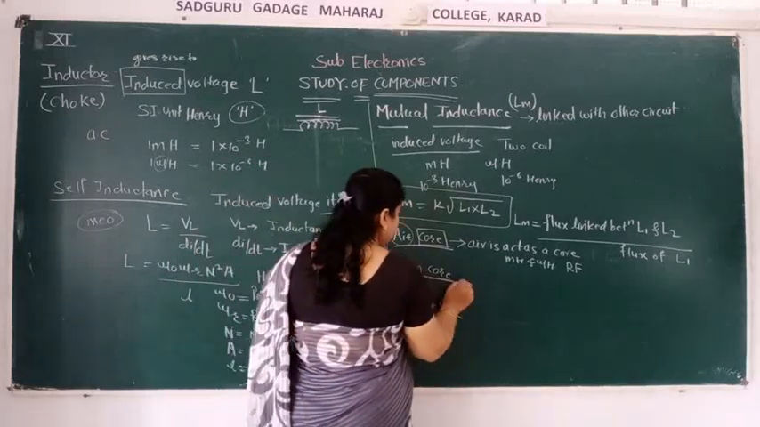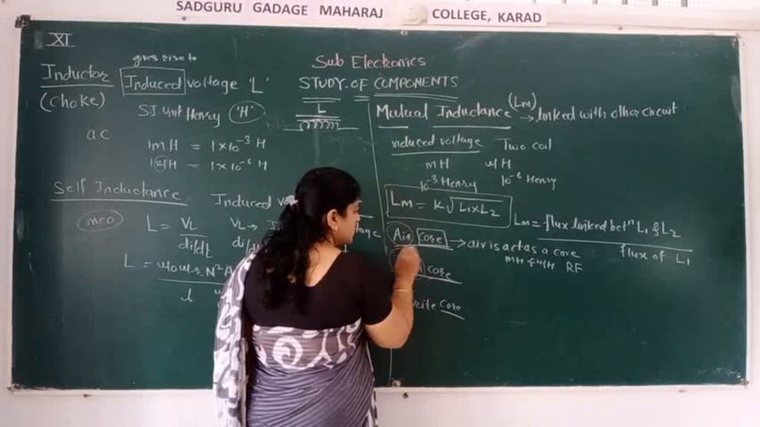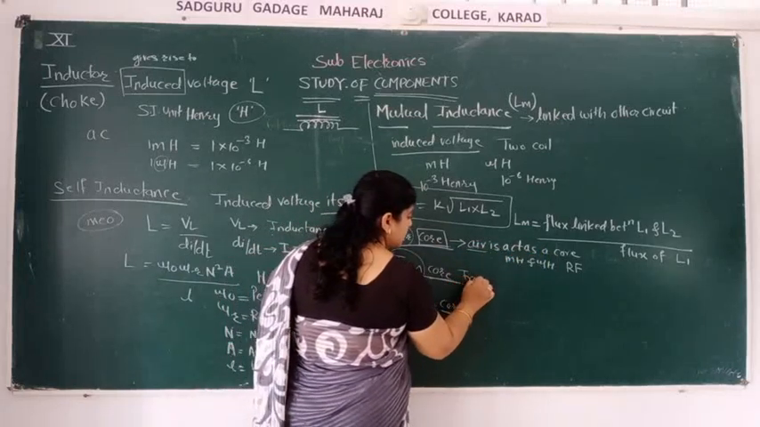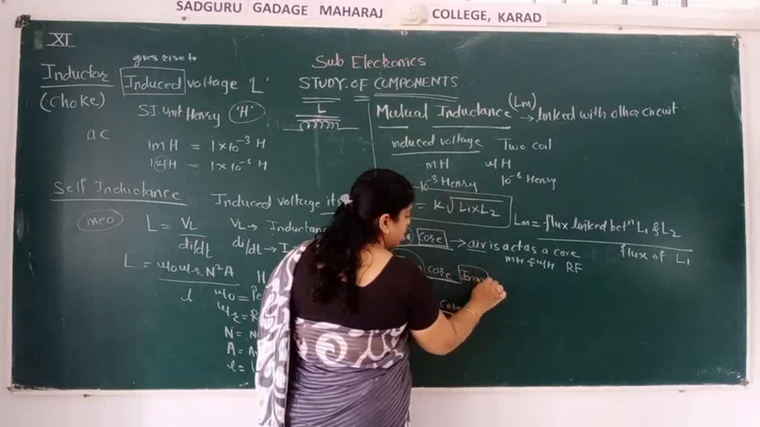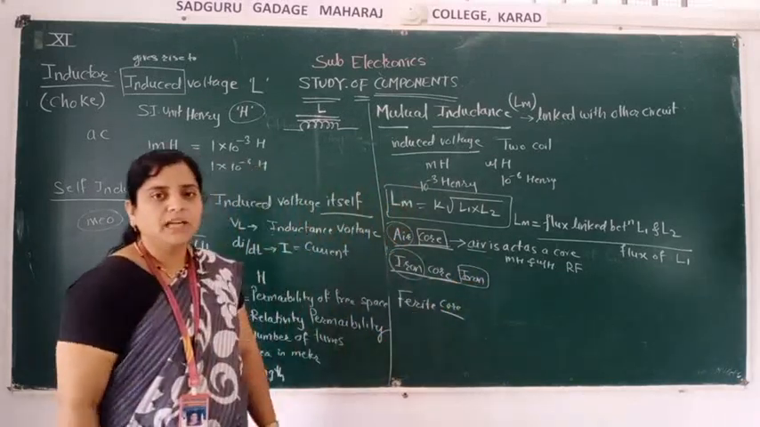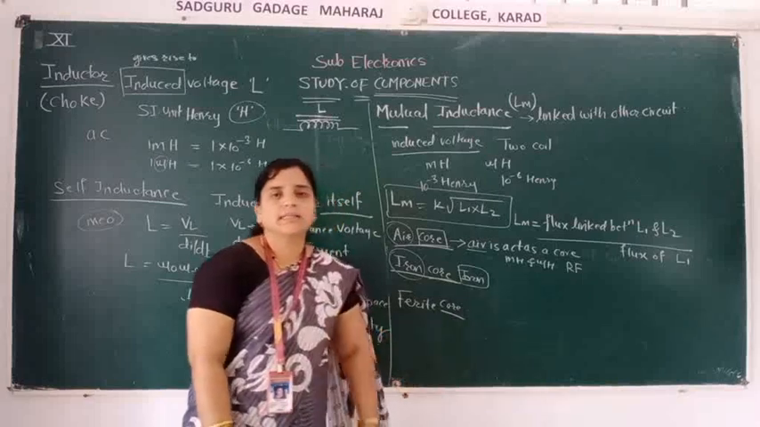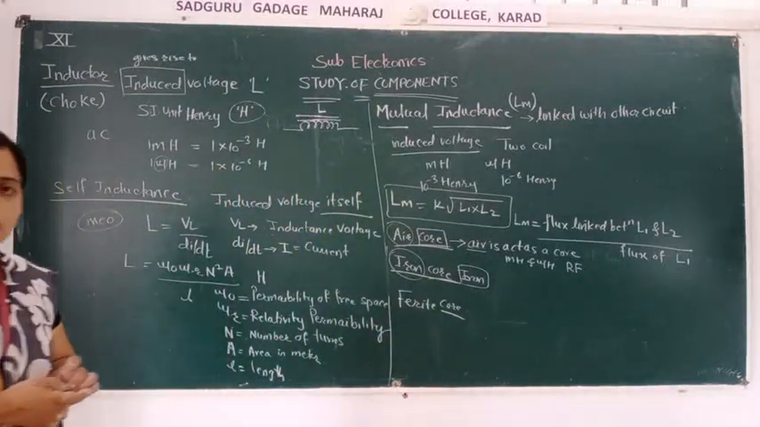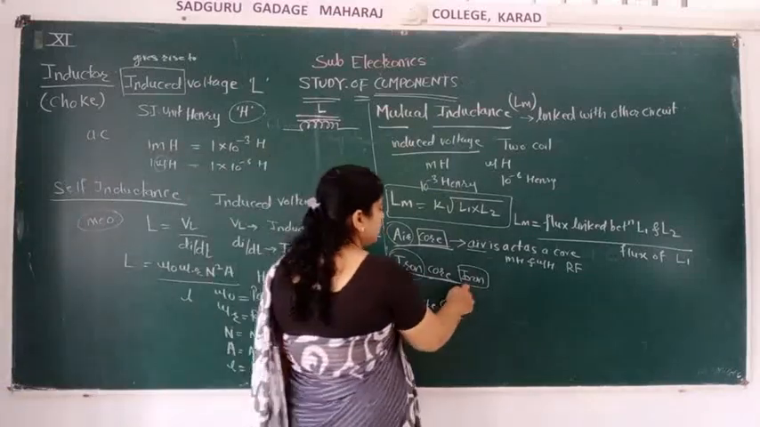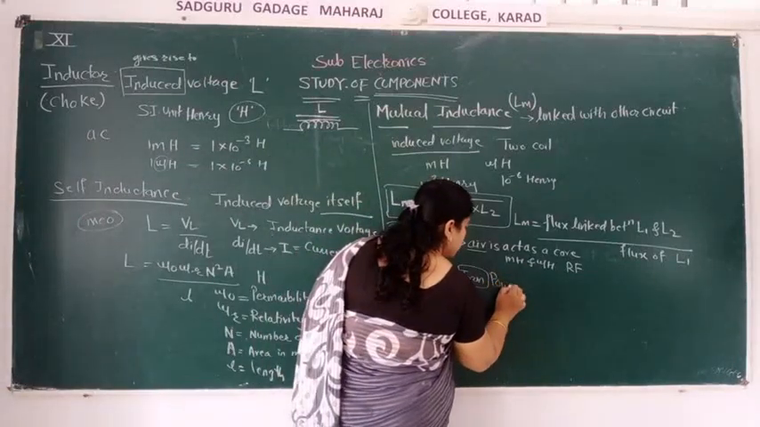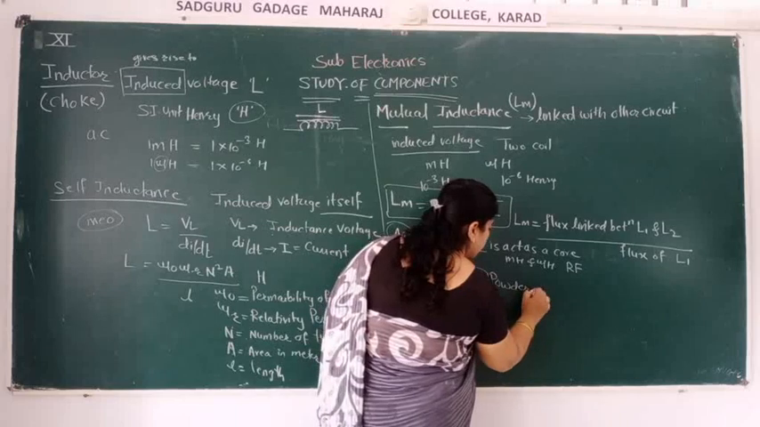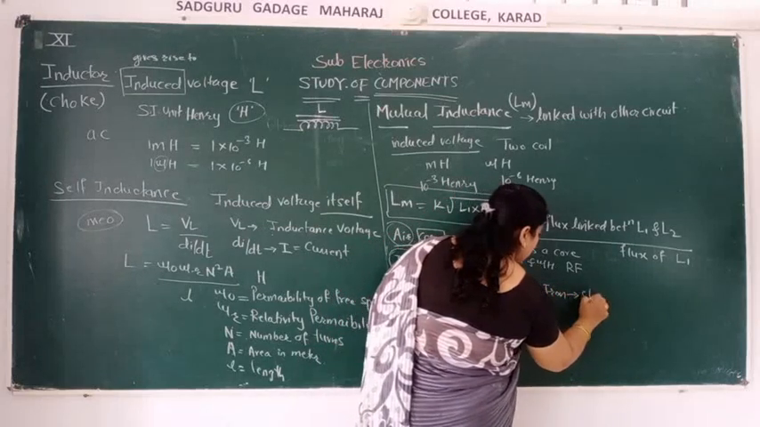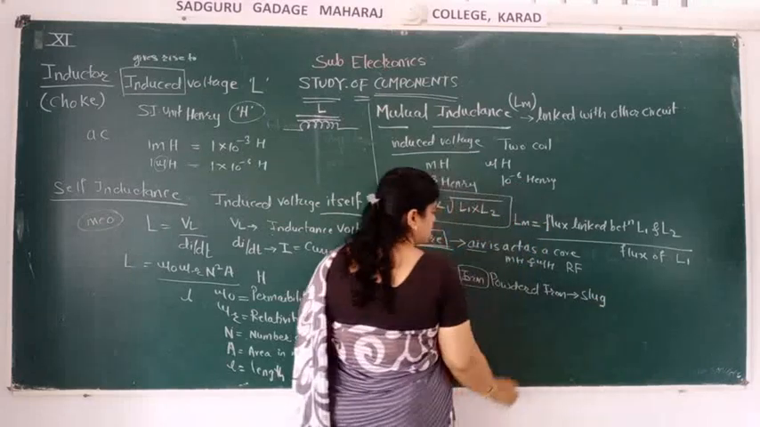Iron core means what? Air acts as a core there, and here iron acts as a core. Iron means what? Tamba. What do you call iron? Iron is nothing but powdered iron. Iron is in the form of powder. It is powdered iron, or it is also called a slug.